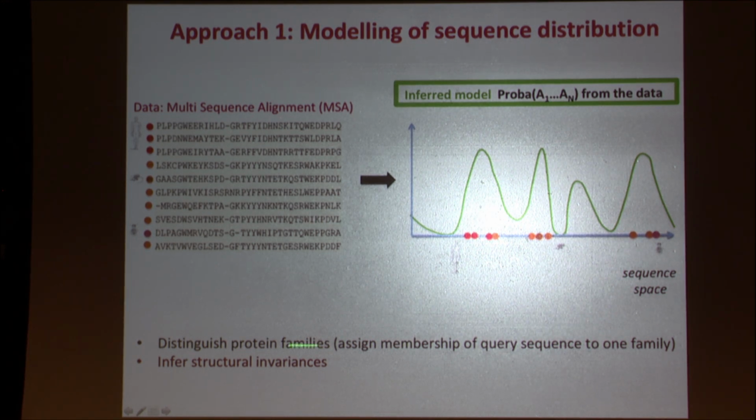I will talk about that a little bit more. So what you would like to do is assign membership of a query sequence to one family. Another thing you would like to do is to infer structural invariances. If all these sequences code more or less for the same structure, then there is an invariance here, and this green curve in some way should reflect this invariance, which is a common structure and function. So how can we get that from the curve?